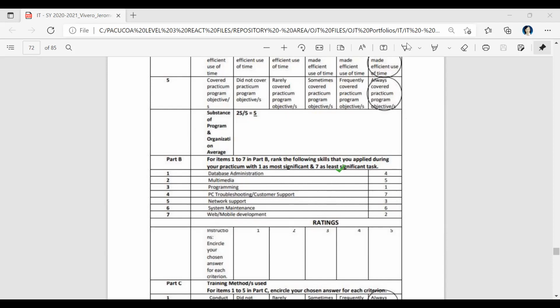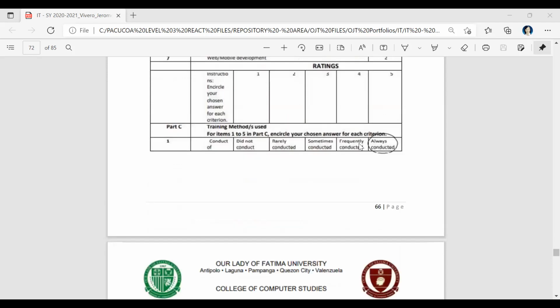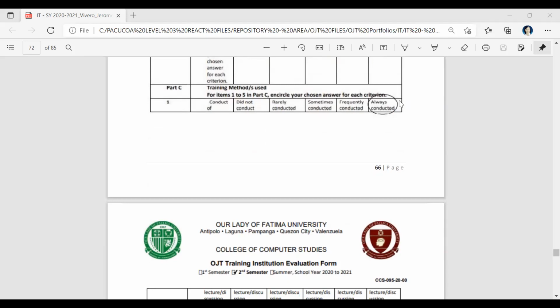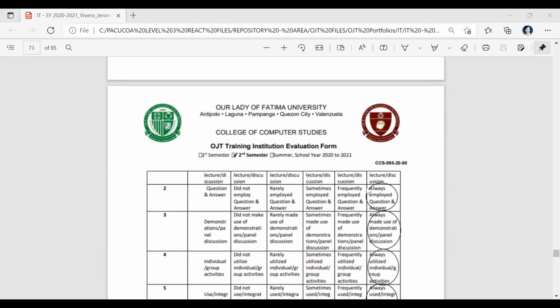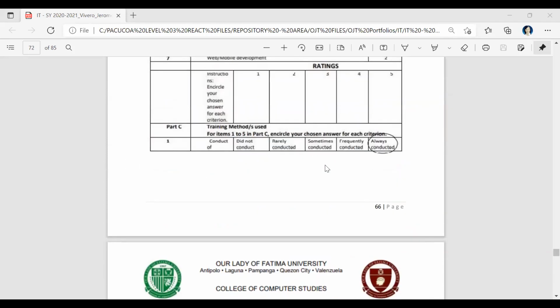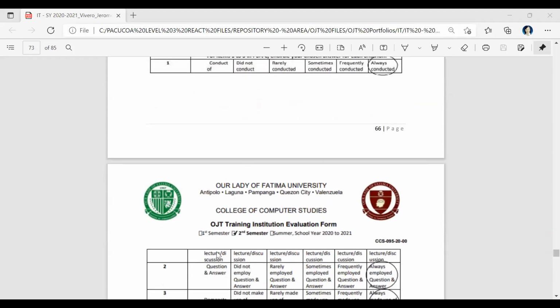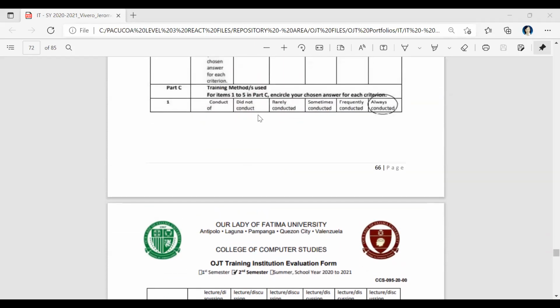Next is we have your part C, the training methods used. So again, give the rating. You can encircle the rating that you're giving. So this is conduct of lecture or discussion. Did not conduct, rarely conducted, sometimes conducted, frequently conducted, always conducted.